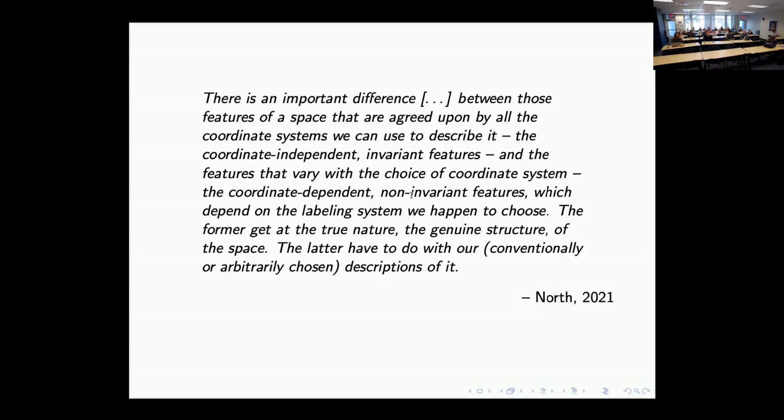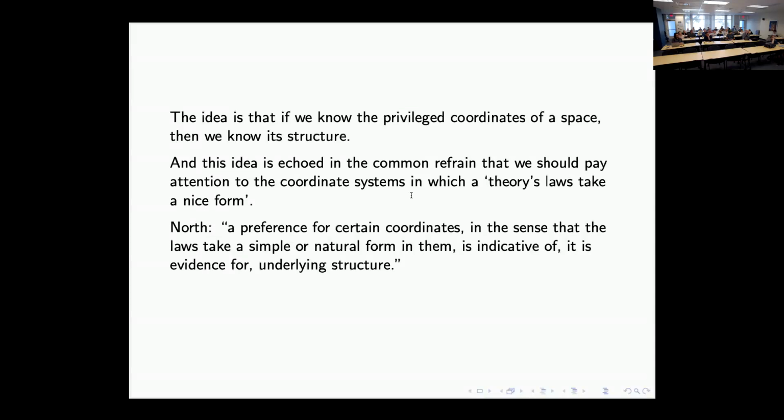The latter don't. Okay, so the idea here is that if you know the privileged coordinates of a space, you know what its structure is. The privileged coordinates determine its structure, because the structure of a space is just the stuff that's agreed upon by the privileged coordinates. And this idea is echoed in the common refrain that we should pay attention to coordinate systems in which a theory's laws take a nice form. This is something that folks often say. Here's North saying something that's closely related to it.